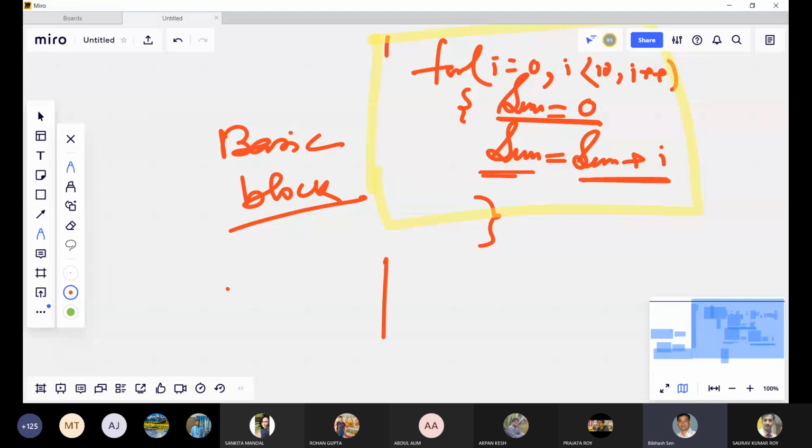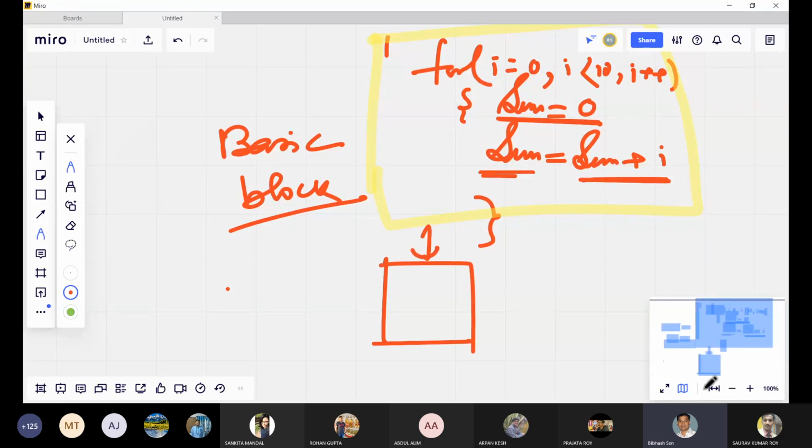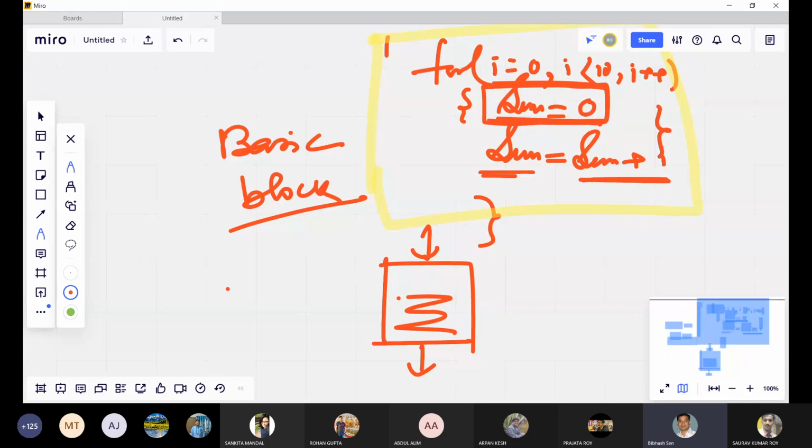Now in the basic block, there is an input and an output comes out, and inside there is no jumping. So inside this code happens. But if you notice it, is it sufficient to initialize sum equal to 0 once, or do you have to initialize it every time?